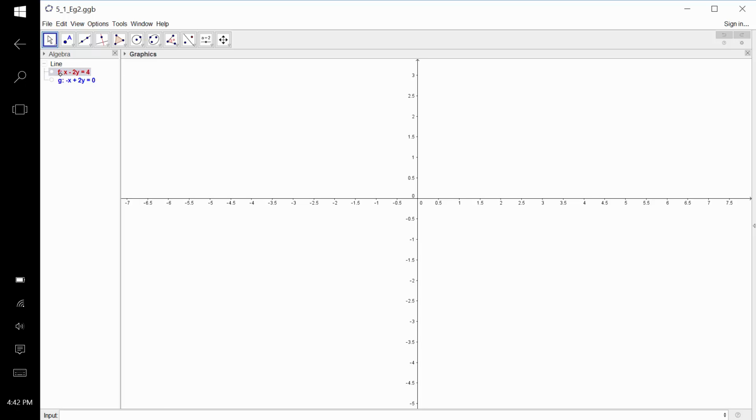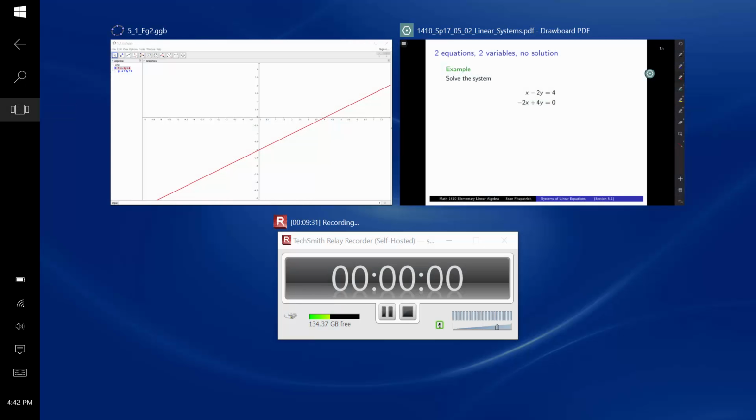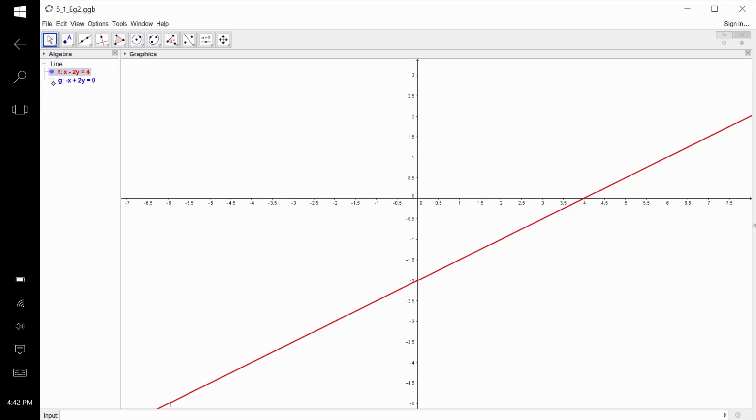Let's plot the first line. Okay, x minus 2y equals 4. There it is. The other one, the software simplified it for me. What was my other one? Minus 2x plus 4y equals 0. If I plot that line, there it is.